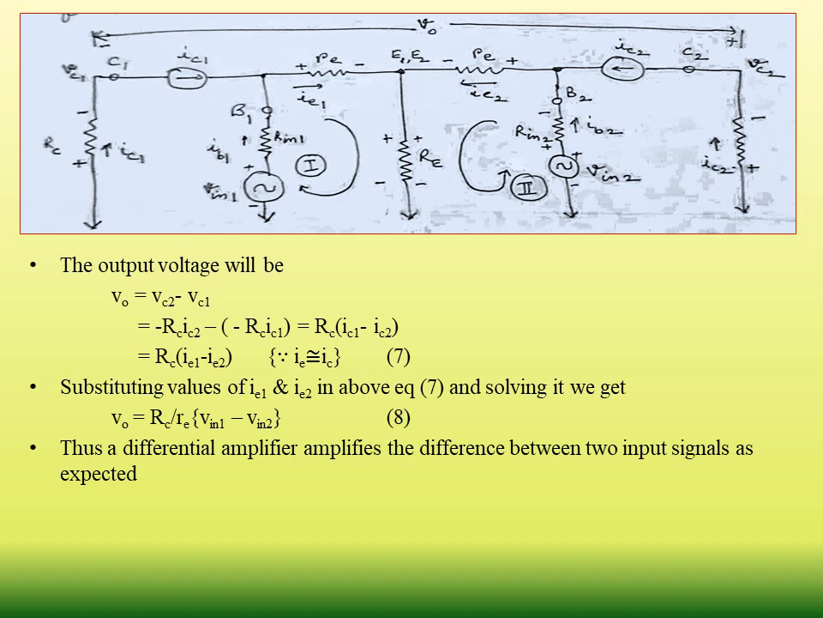Now in equation 8, it is clear that a differential amplifier amplifies the difference between the two input signals, as was expected. But now we want to calculate the voltage gain. In order to calculate the voltage gain, we need two things. One, the output voltage that we have calculated, and the input voltage. Here in this case, because there are two inputs provided, we need the difference in input voltages. So VID is defined as VIN1 minus VIN2. That is the difference in the input voltages.